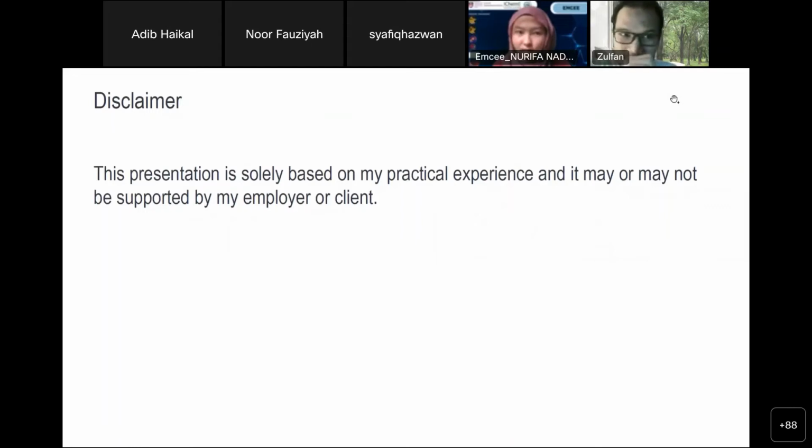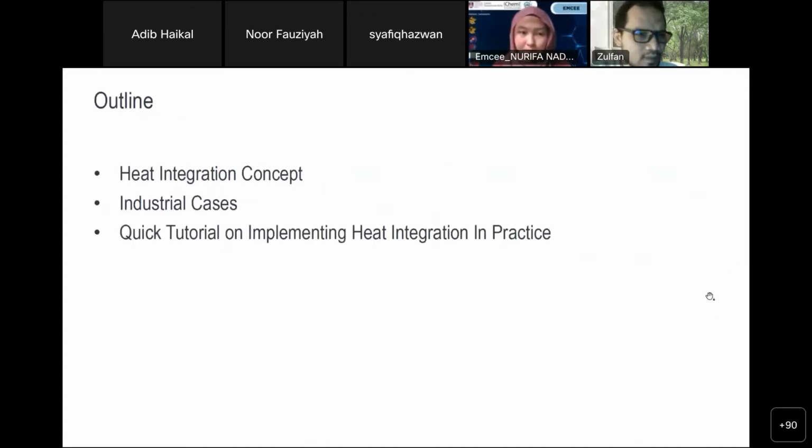Slide. So it's only based on my practical experience, so I'm not representing any company. Then you can go to the next slide. Outlined, I will divide it into 3 parts here. I'm not really sure, because if I talk through all of this, it will take more than 2 hours.